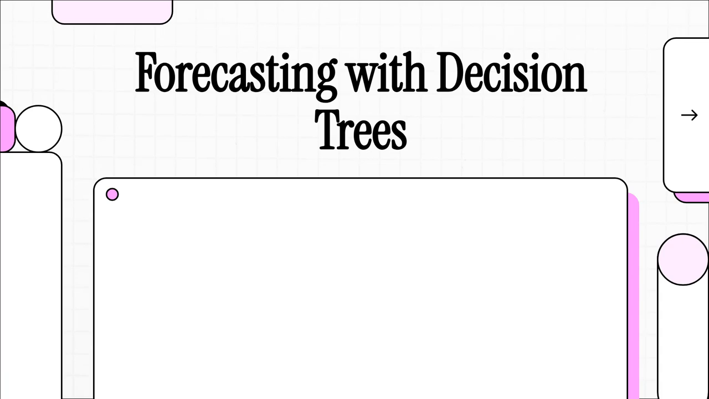Decision trees are amazing tools for finding patterns, but they have one huge blind spot. They just don't get the concept of time. So in this explainer, we're going to show you a really cool trick for how to teach a decision tree to see the past, so it can start predicting the future.